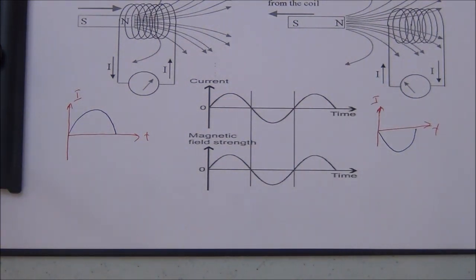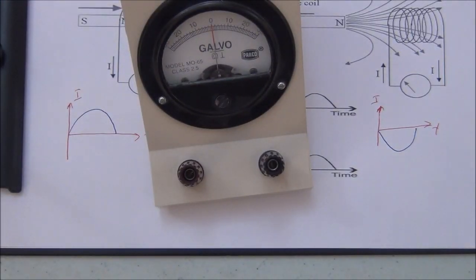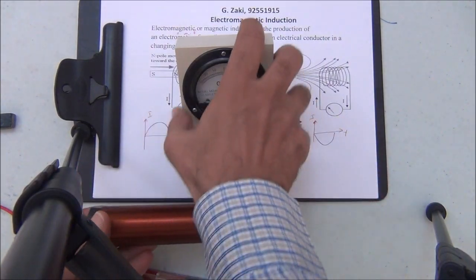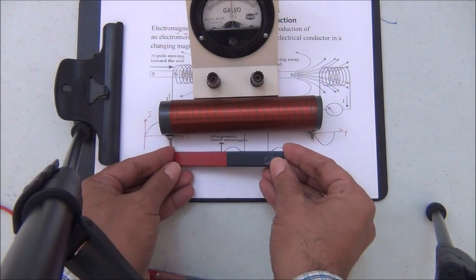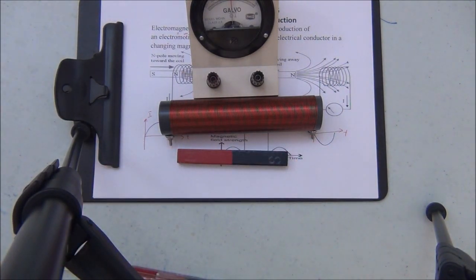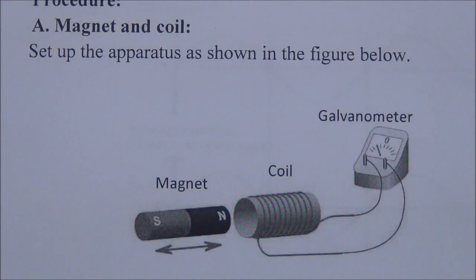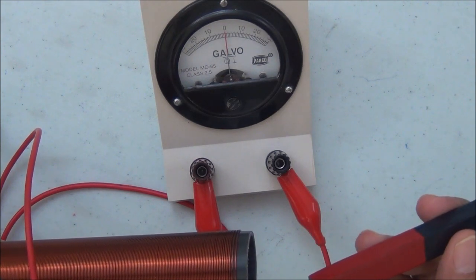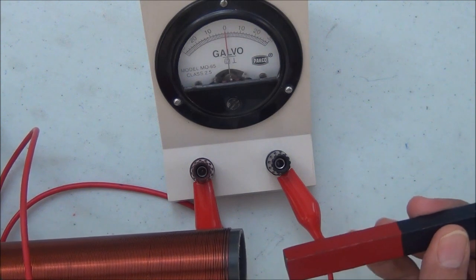Let us start the experiment. Apparatus: center-zero galvanometer, coil of about 20 turns, bar magnet, connecting wires. The procedure: set up the apparatus as shown in the figure. Now we connect the circuit. Thrust the north pole of the magnet into the coil and record your observation.